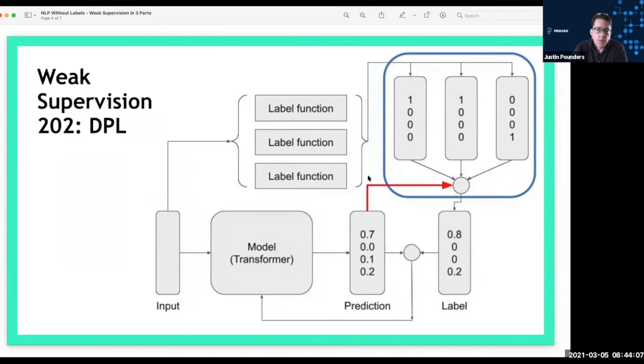One is what I've denoted here as the red arrow. We still have our label functions, and those label functions still get combined into a probabilistic model. But here, we're going to create an extra step that takes what the model thinks, in other words, the model prediction, and folds that in as an extra piece of evidence. Why is this significant? Well, our label functions are noisy and imprecise, but we've already mentioned that the transformer, because it knows a lot about language, can be pretty good at identifying inputs that should receive a certain label just because it knows about language.